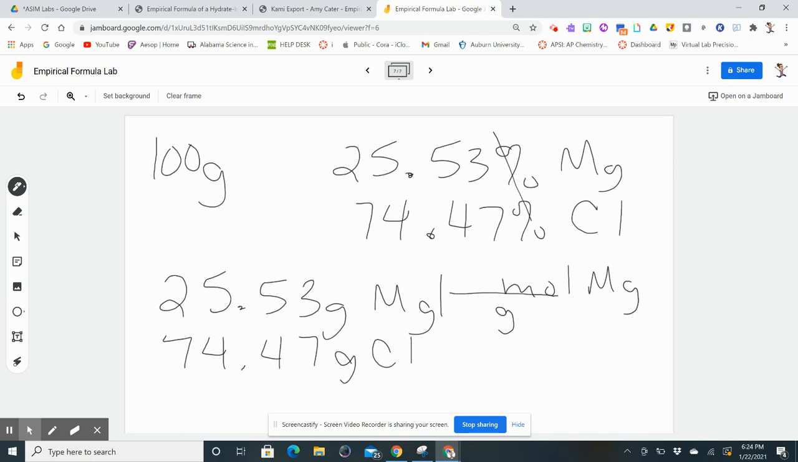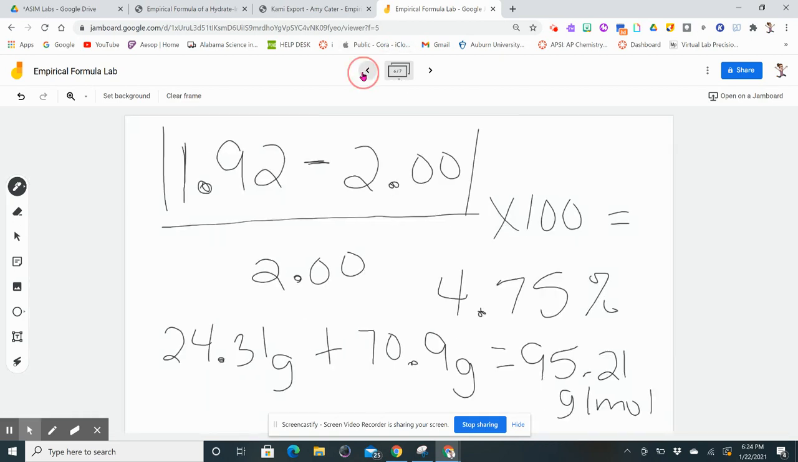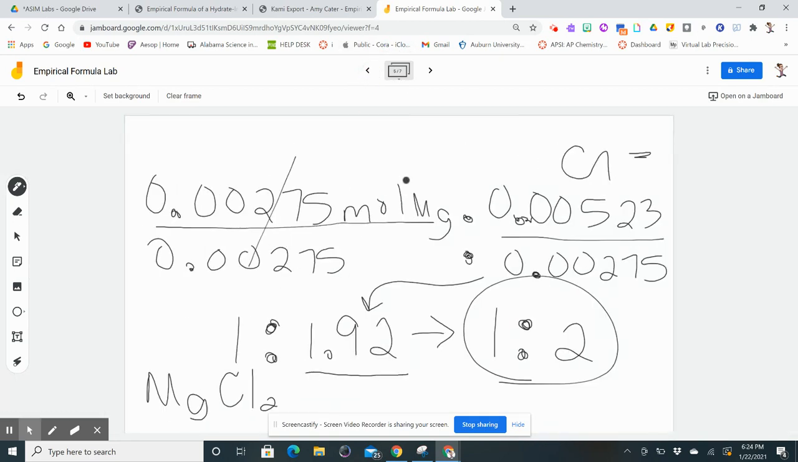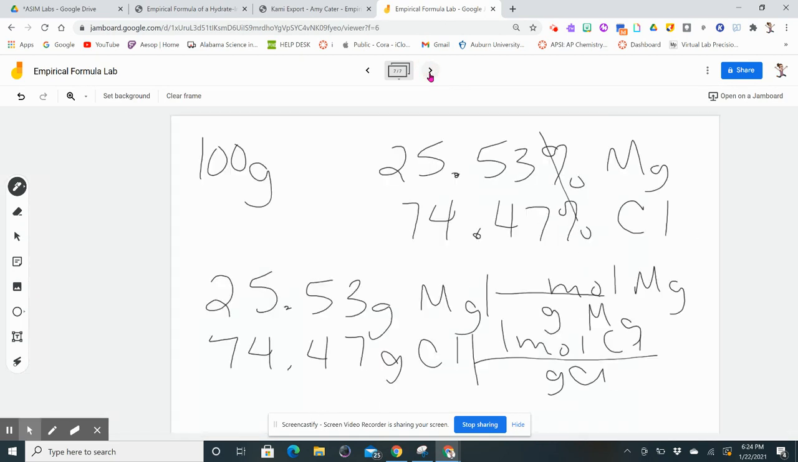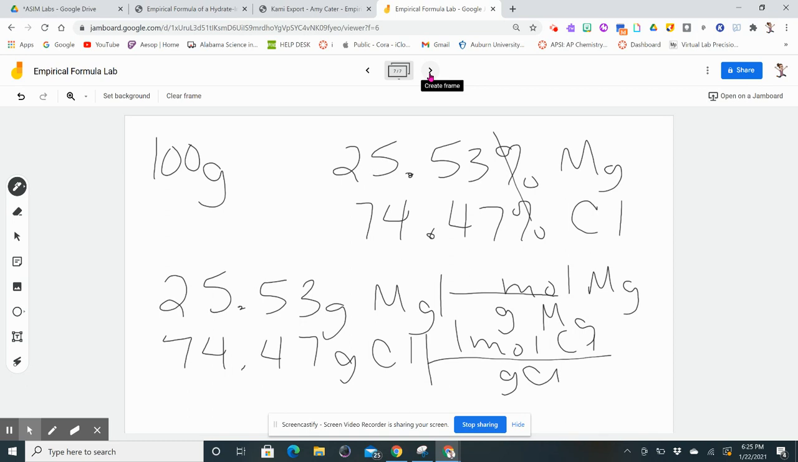So I'm not going to work this one out specifically for you, but on both of those, you're going to turn your grams into moles. And then divide both of these answers by the smallest answer, just like we did back here. Once you get your moles, you will divide by the smallest mole, and that will give you your mole ratio. Should, again, come out to be 1:2. Okay.